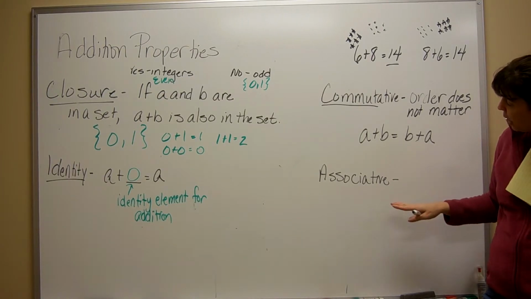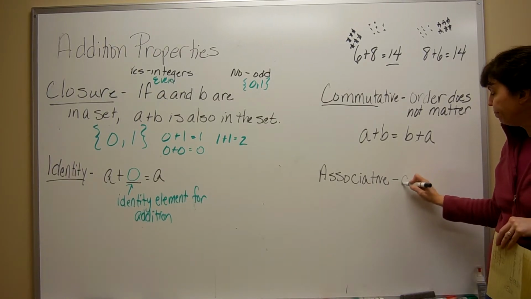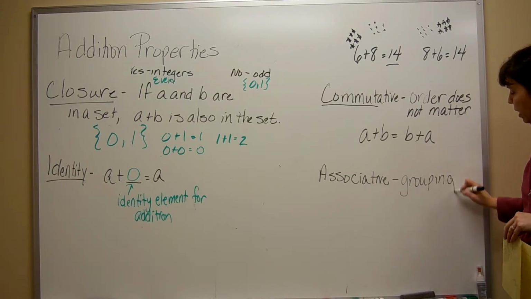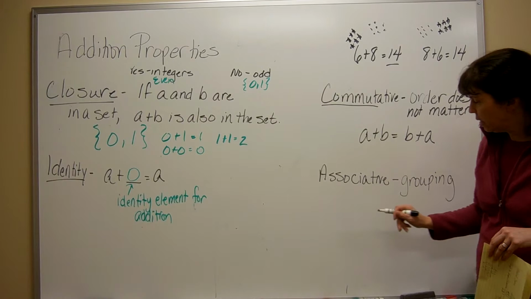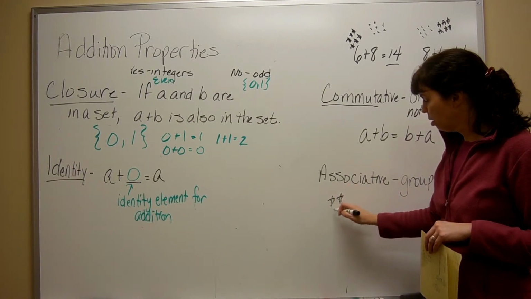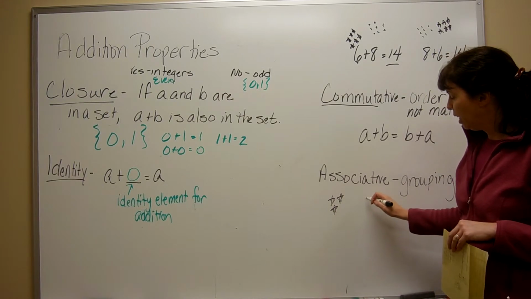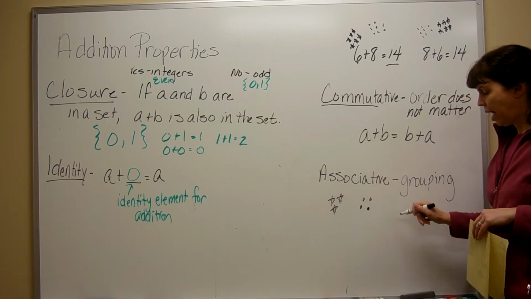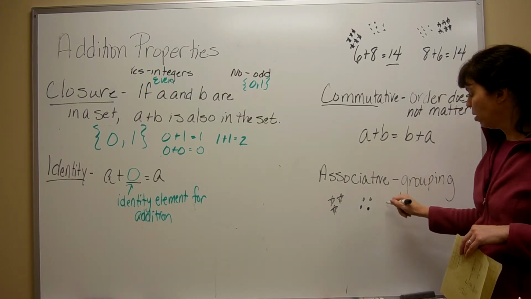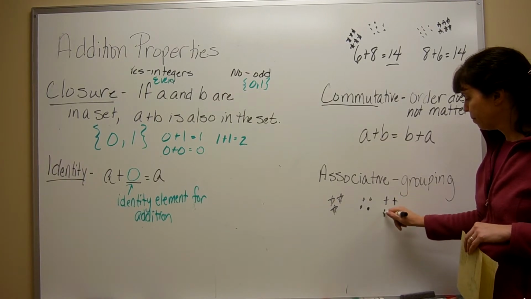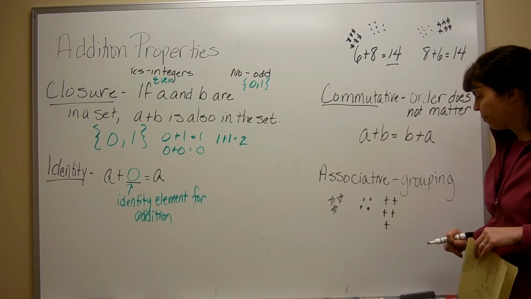And then the next property has to do with grouping. So again, let's think about it in terms of 3 sets. So let's say I had in this set 3 stars. And over here I had 4 dots. And then over here I had something easy to draw. Let's go just pluses. Okay.